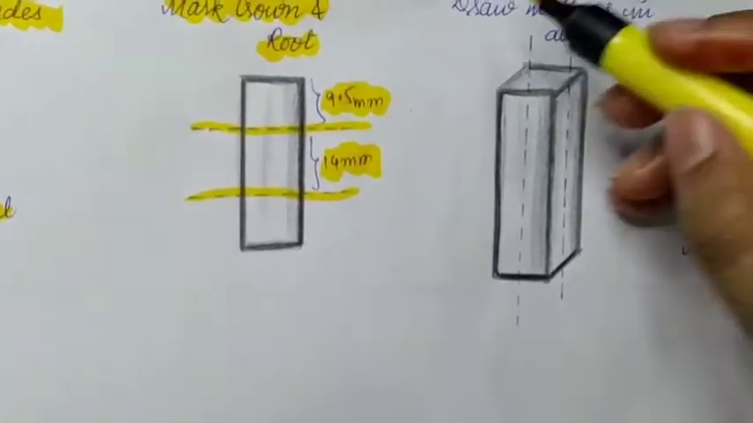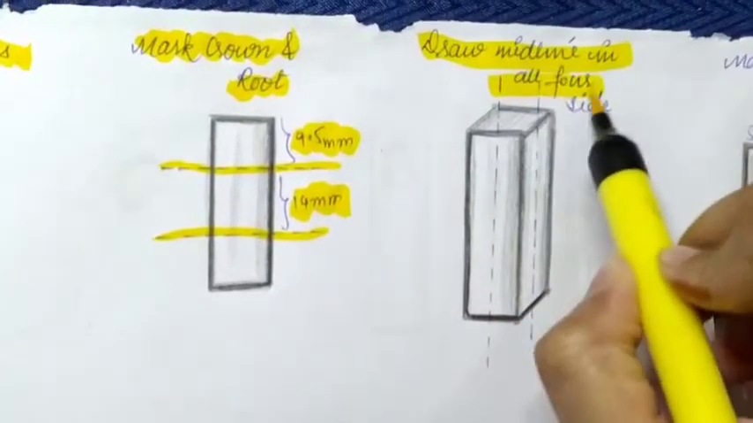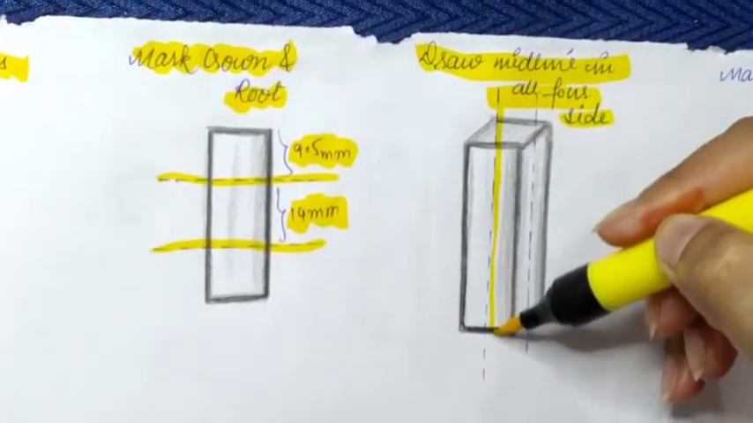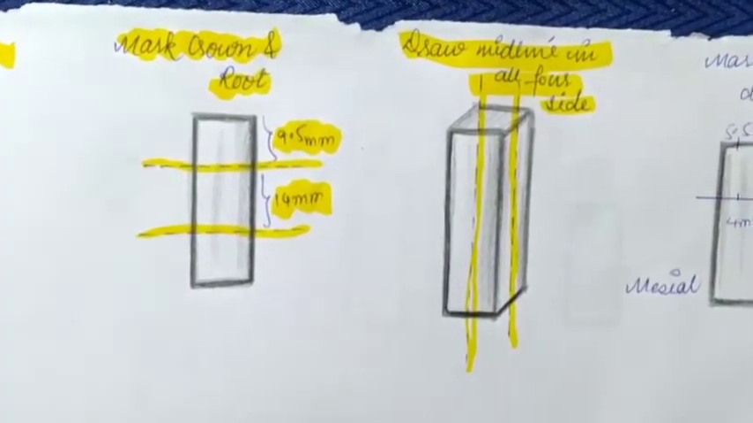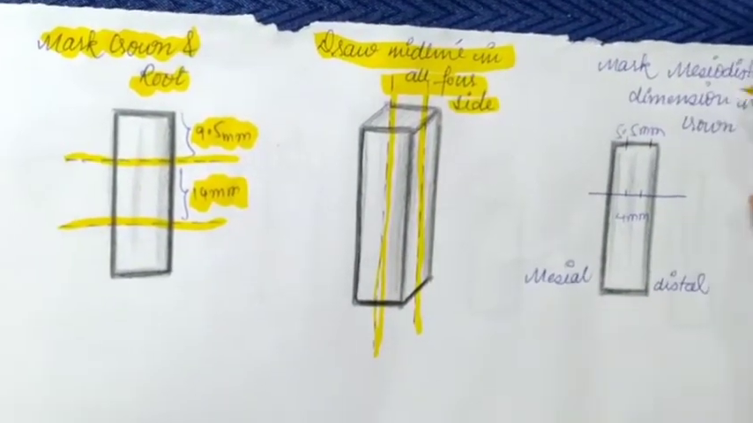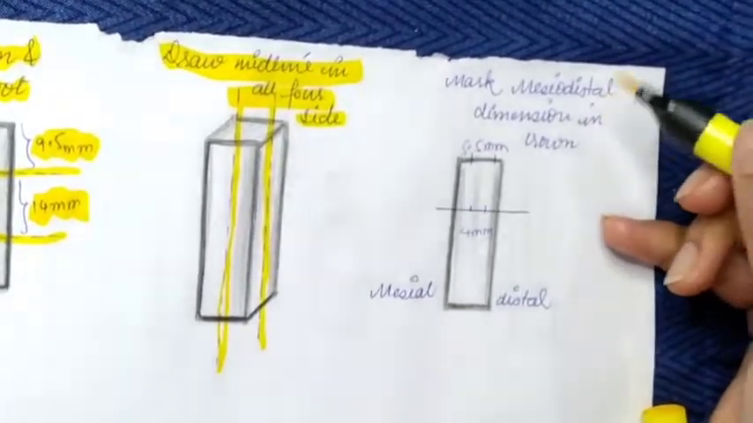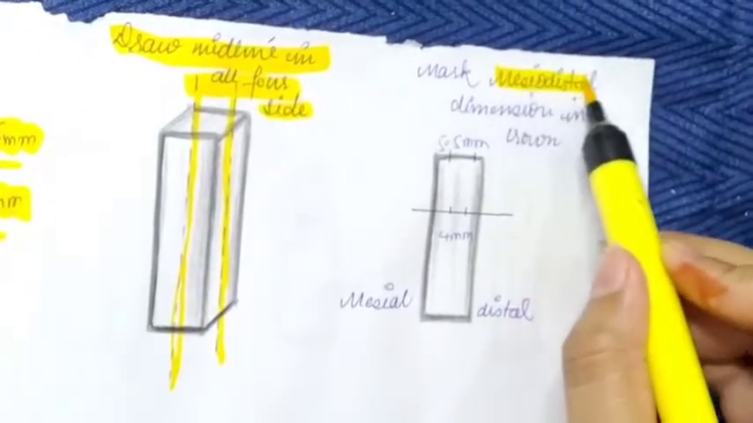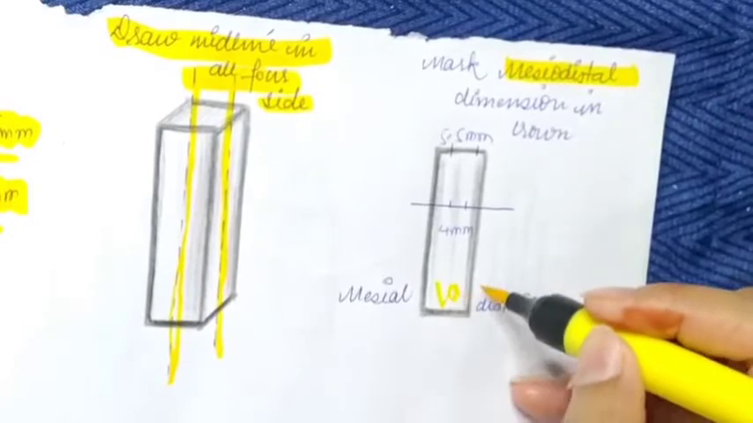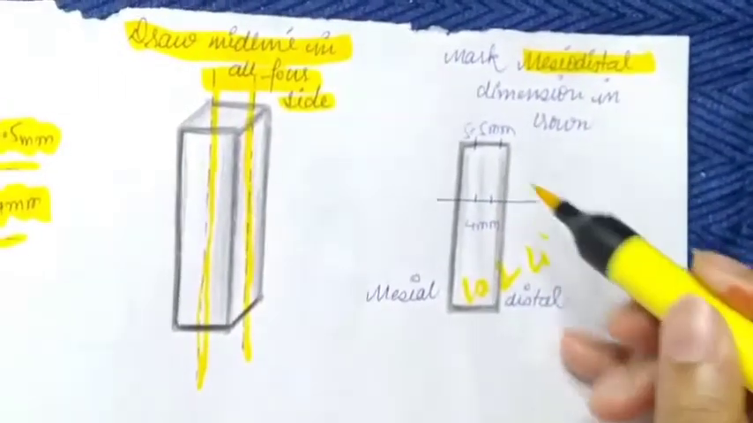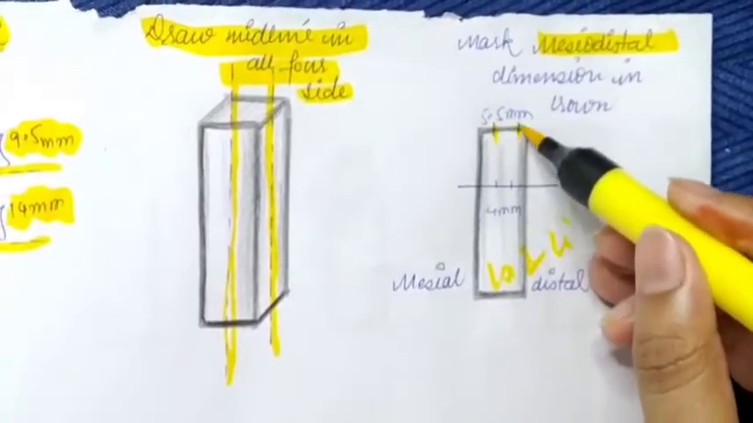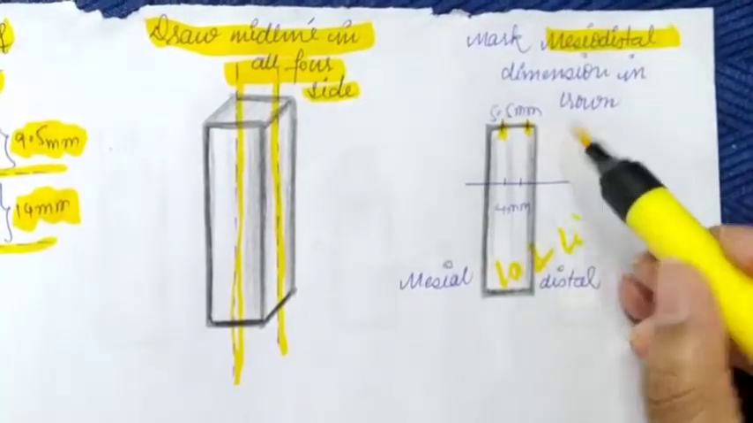Then the next step is that you have to mark the midline in all the 4 sides. This is a midline in a wax block like this in all the 4 sides. After marking the midline, you have to mark the mesiodistal dimension in the crown, from the labial as well as the lingual side. This is the mesiodistal dimension, here we have to mark.